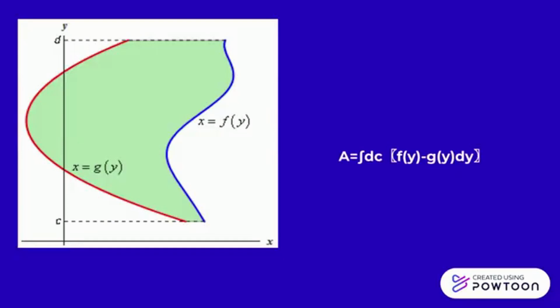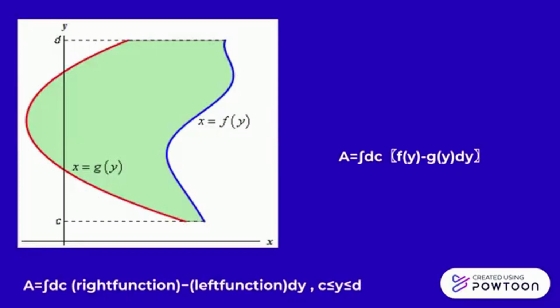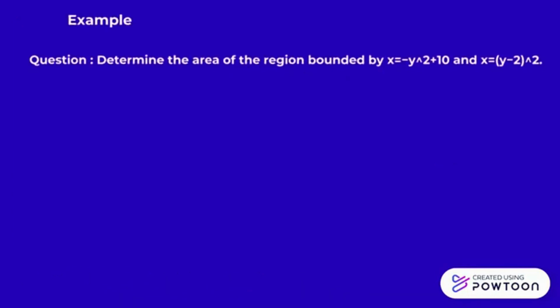Now I will talk about the second formula, where area equals the integral from c to d of f(y) minus g(y) dy. The f(y) is the right function and the g(y) is the left function. We can know it is right function minus left function. Now I also give one example for it.